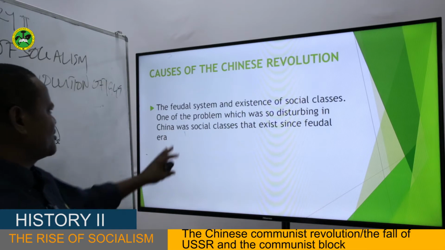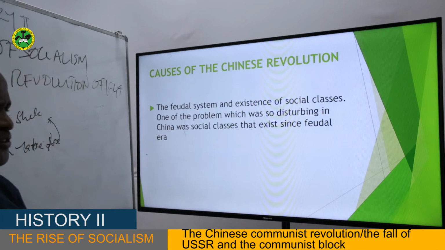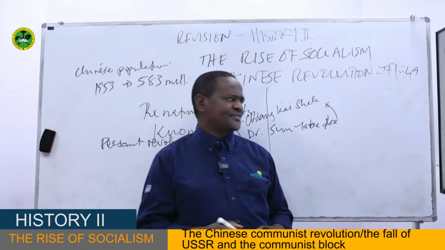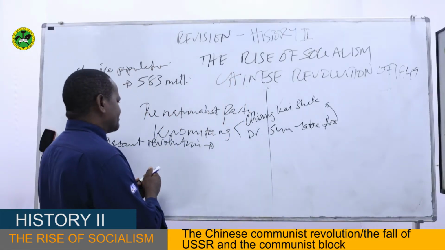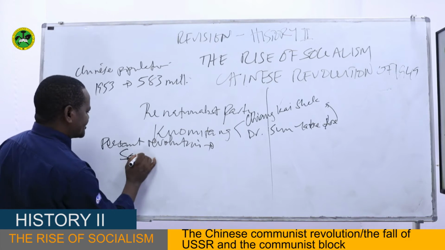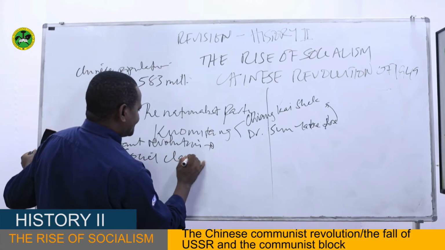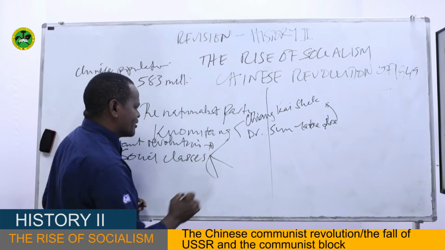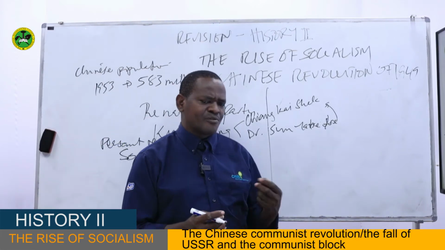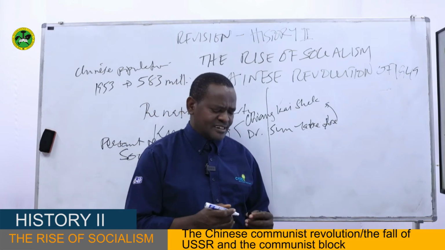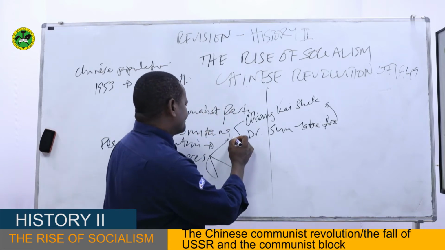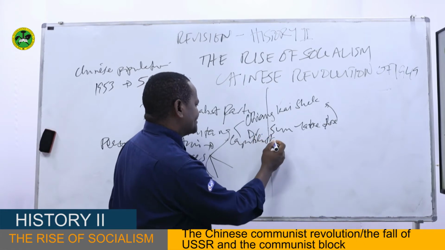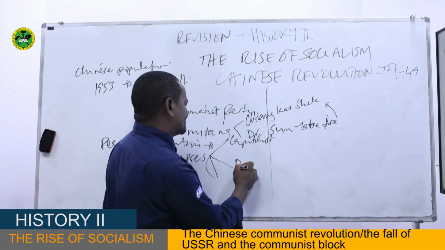My dear students, let's now go to the third cause of the Chinese Revolution: the feudal system and existence of social classes. One of the very disturbing problems in China was social classes. My dear students, you might have social classes, but those social classes can be broken. That means one can move from one social class to another. But unfortunately, in China, if one belongs to the capitalistic class, this person is totally separated from the other who belongs to a peasant class.